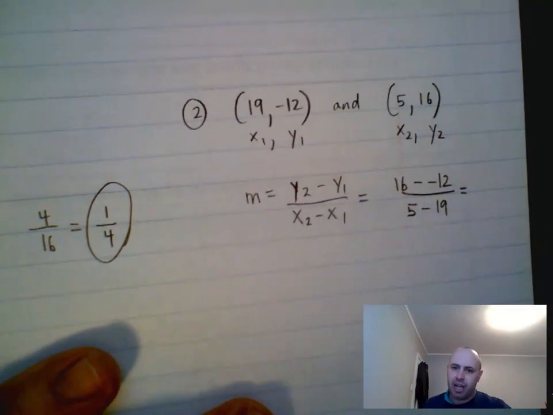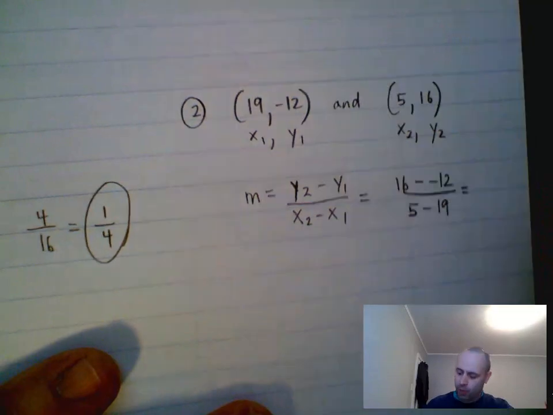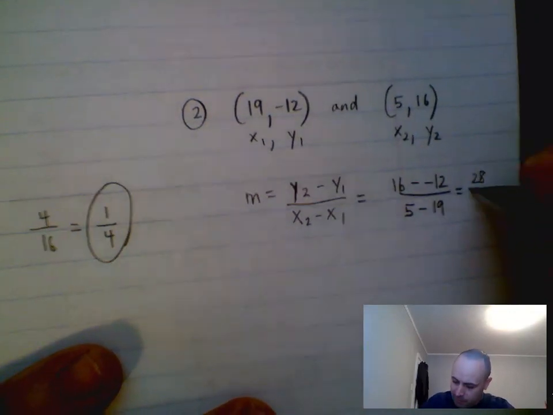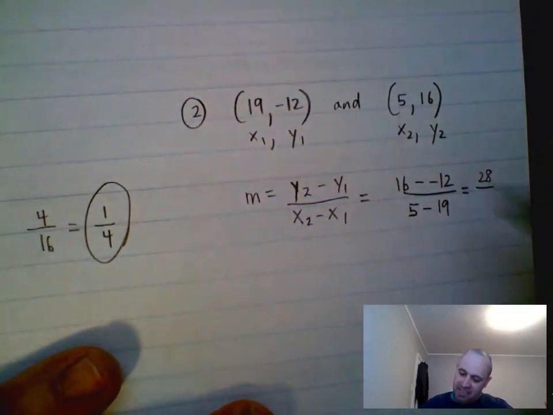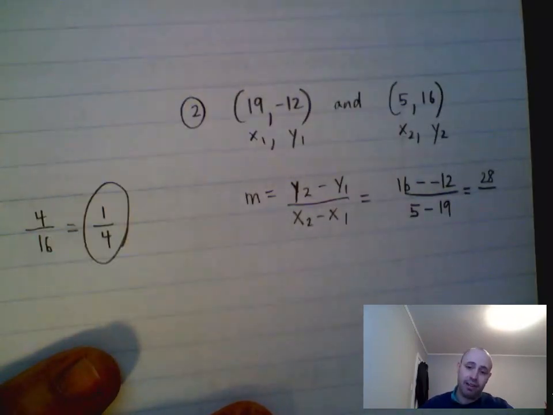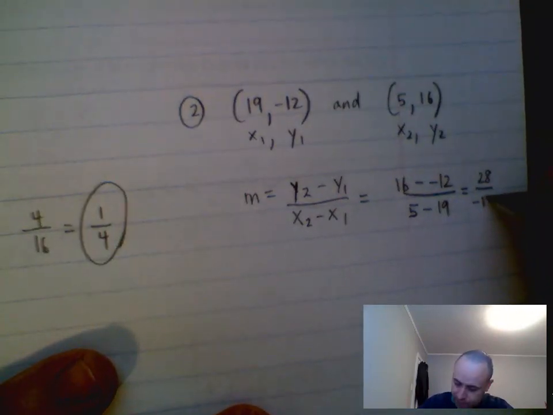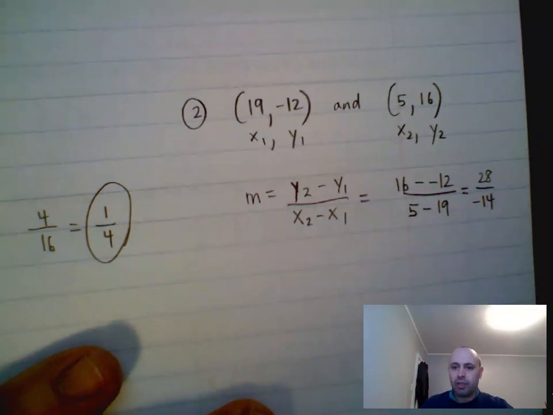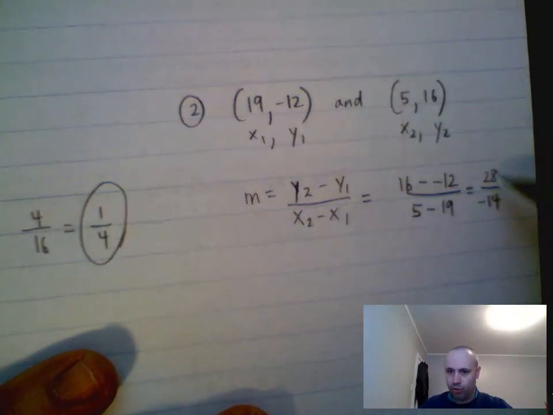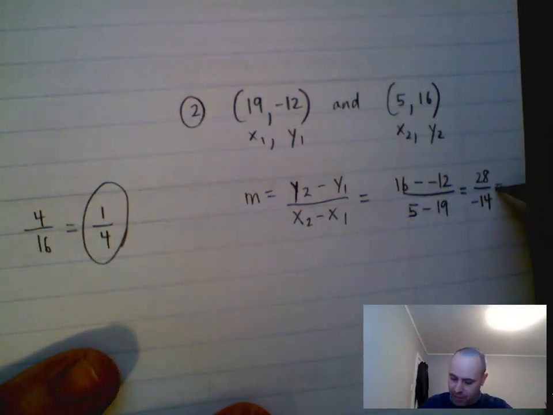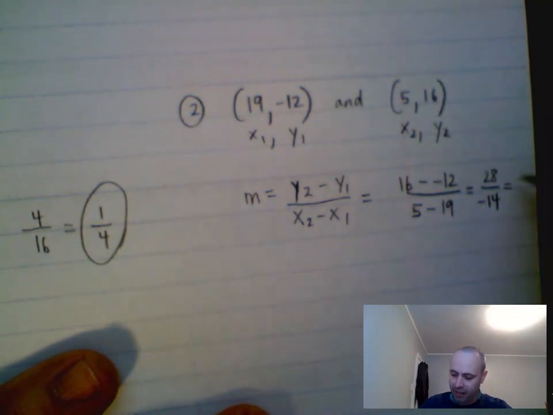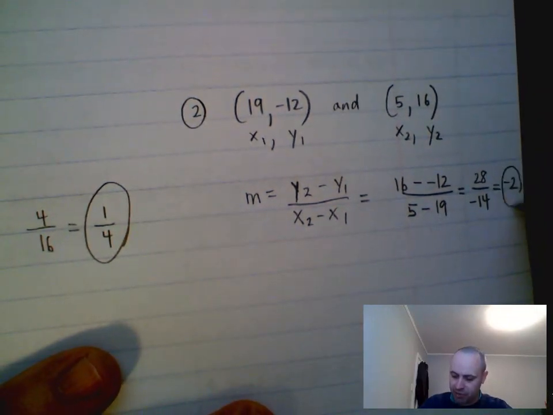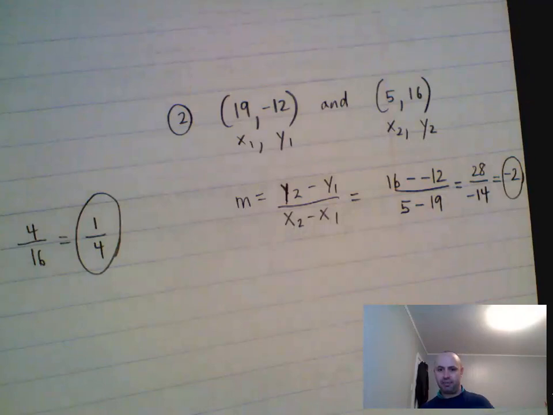Okay. So on the top, 16 plus 12, that's going to give us 28. On the bottom, 5 minus 19, that's going to be in the negatives, right? Negative 14. And then that's going to be a 2-to-1 ratio, right? So it's going to be 2, but in this case, since there's one negative, it's going to be a slope of negative 2. So our answer for that one is negative 2.